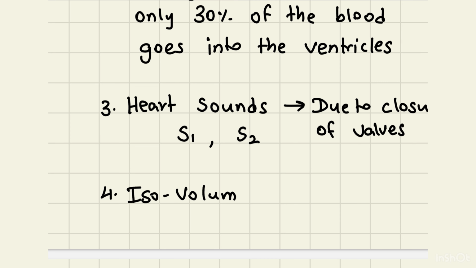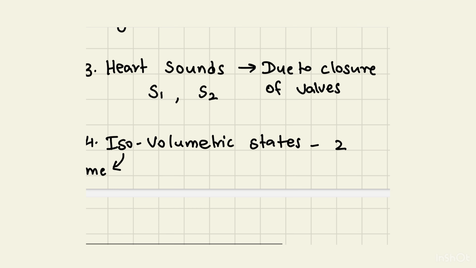There are two isovolumetric states during the cardiac cycle. Now you might ask me, what is an isovolumetric state? Let's break it down. Iso means same, and volume. Well, that much I guess you will know. Therefore, isovolume is the same volume. Blood neither comes in nor goes out during this state.